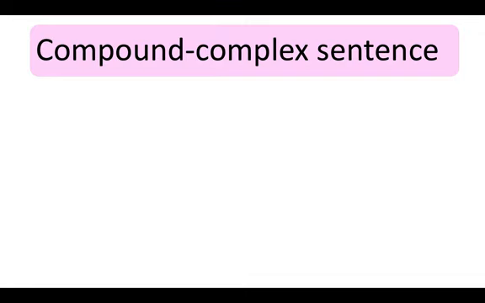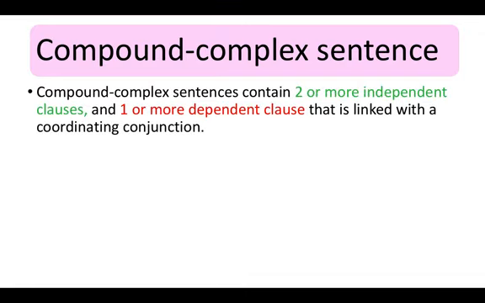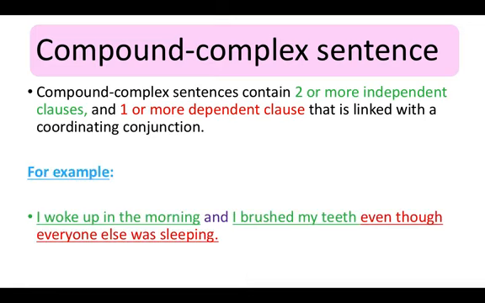Compound complex sentence. Compound complex sentences contain two or more independent clauses and one or more dependent clauses that are linked with a coordinating conjunction. For example, I woke up in the morning and I brushed my teeth even though everyone else was sleeping. Here we can see the independent clauses and the dependent clause.